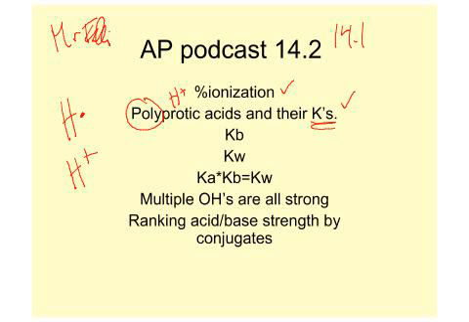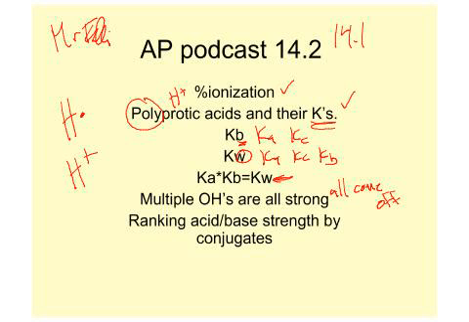And we're going to look at the K's of those things. Kb, which is just like Ka, which is just like Kc, only it's for a base. Kw, which is just like Ka, Kc, and Kb, only it's for water. And then the equation relating Ka to Kb is Kw. Multiple OHs are all strong, meaning that they all come off.